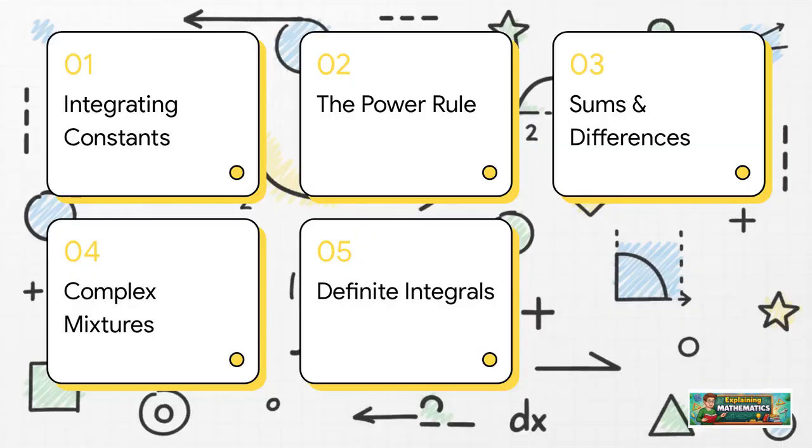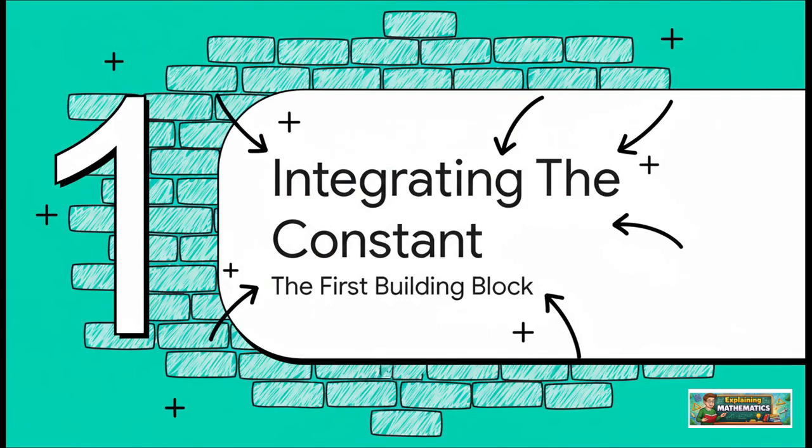Here's our game plan. We're going to build your integration skills from the ground up. We'll start with the absolute easiest thing, integrating a constant. Then, we'll unlock the power rule. That's the real workhorse you'll use all the time. After that, we'll see how to handle longer equations, combine all our skills, and finally, tackle definite integrals to get a single concrete number. Every step builds on the last, so by the end, you'll see how it all fits together perfectly. All right, let's lay down the foundation with our very first building block, integrating a constant.